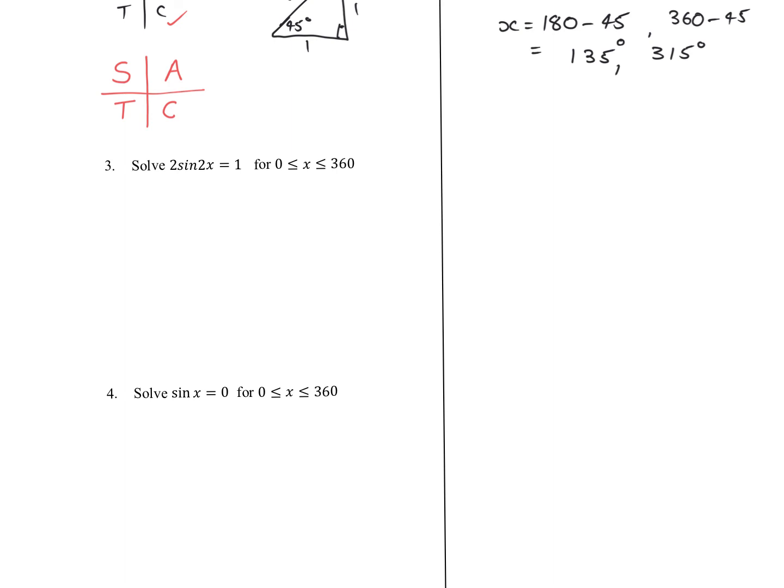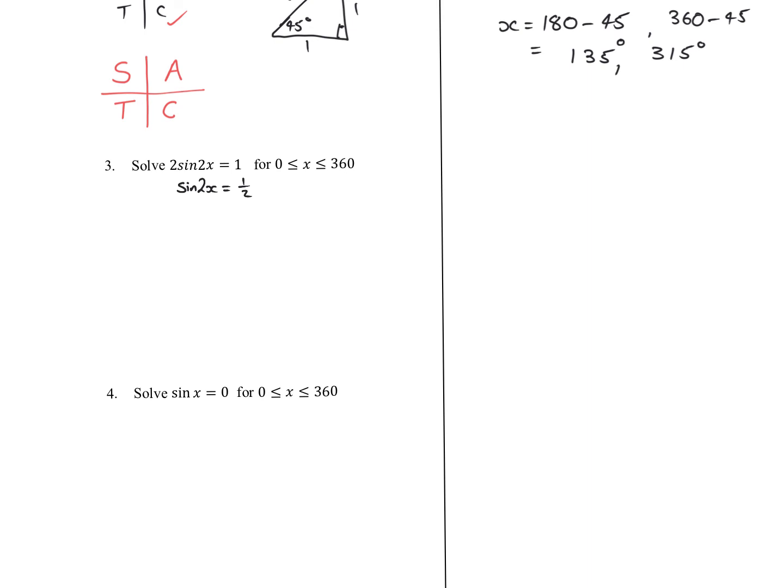All right, so this time we've got sine 2x is equal to 1, for 0 to 360. So here, if we divide by 2, sine 2x is equal to 1/2. Everyone happy with that? Everyone happy with how I got that?